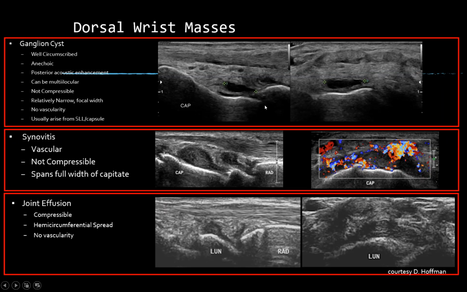Another unique feature of the ganglion cyst is that they are relatively narrow. So when you're looking at them in the short axis, they will not span the full width of the capitate. These have been described as tubular, which makes sense to me because they have a narrow tube-like shape, as opposed to the synovitis, or the joint effusions, which occupy these dorsal synovial recesses and have a wider distribution. Ganglion cysts are not vascular, and the most common origin is the scapholunate ligament, its dorsal fibers, or the joint capsule in that area.